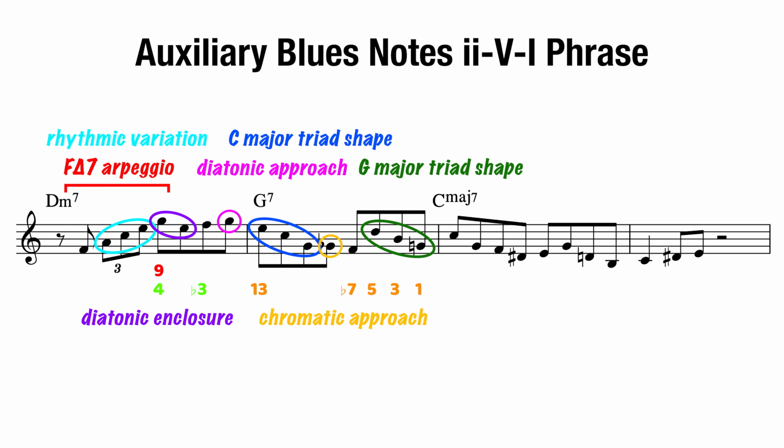And then I have an idea that's going to utilize some of these auxiliary blues notes that you can think of within the minor blues scale or the major pentatonic scale. So our auxiliary note is going to be the major 3rd in relation to the minor pentatonic scale.